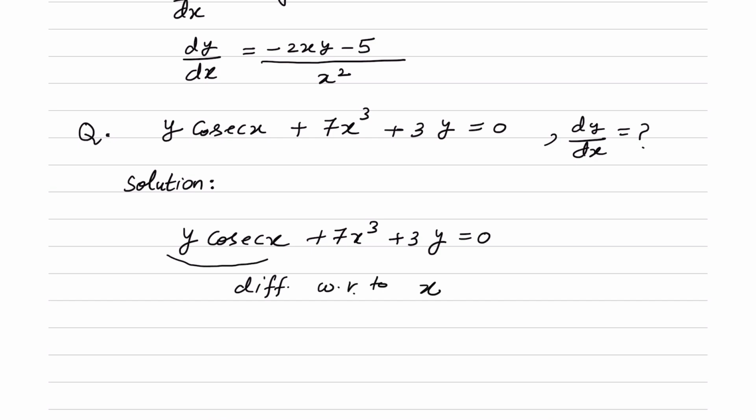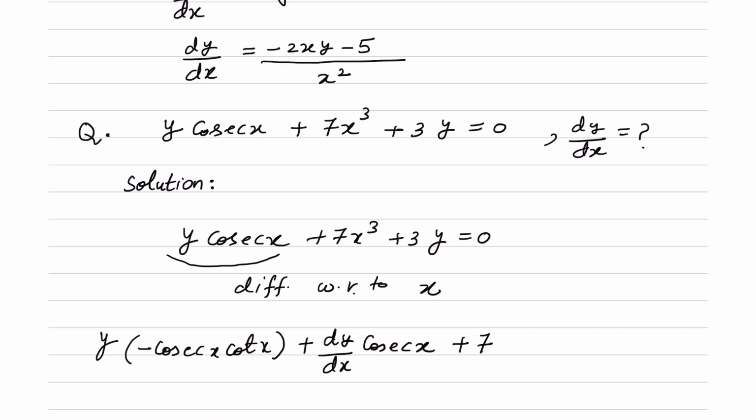We will differentiate this expression with respect to x. Since the first term is the product of y and cosecant x, that is, it is the product of two terms, to find the derivative of y cosecant x, we will apply the product rule of derivative, which says first term as it is, derivative of cosecant x with respect to x. Cosecant x derivative is minus cosecant x cot x plus first term derivative with respect to x and second term as it is. First term here is y, so its derivative with respect to x is dy by dx and second term as it is.